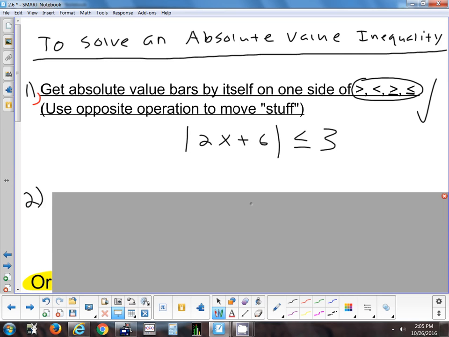Yes. On one side of the sign, yes. Okay. So that's what you're looking for. All right. What if you had something like this? Are the absolute value bars by themselves now? No. Now you've got something extra. Okay.